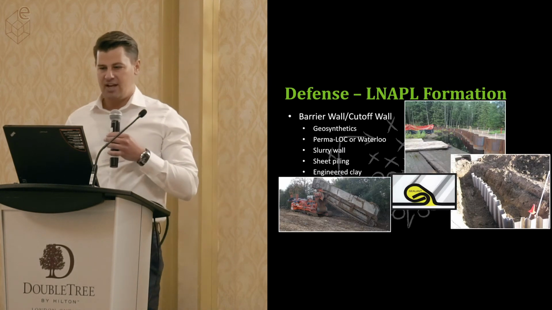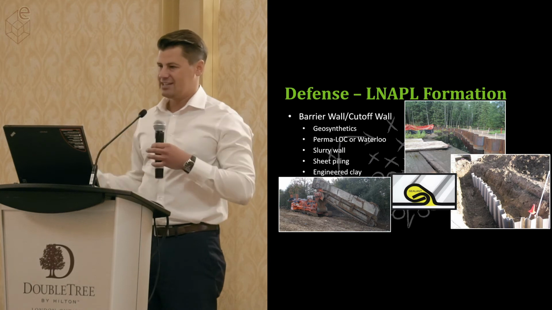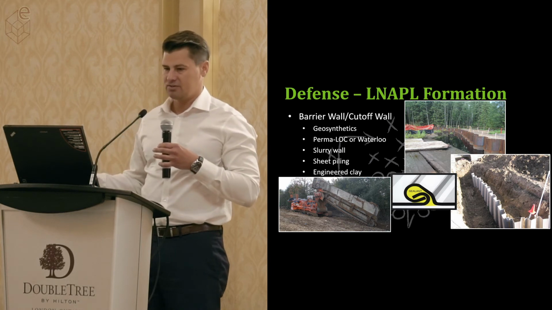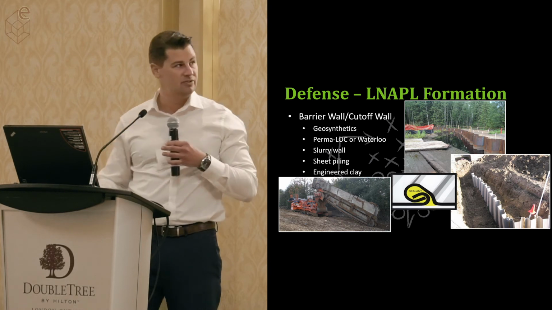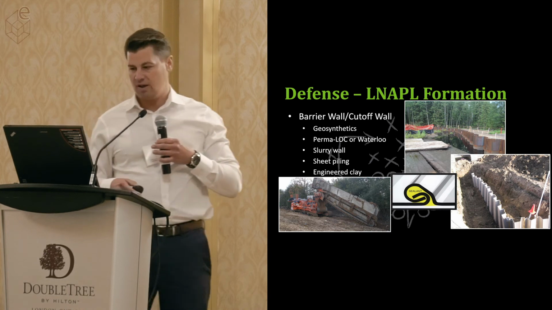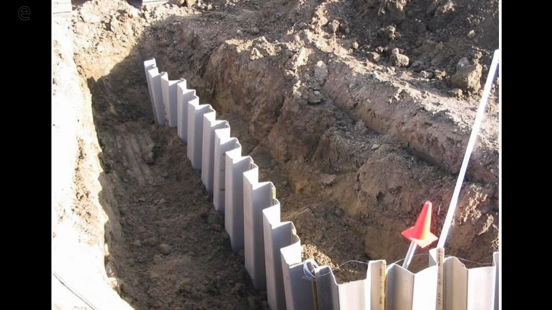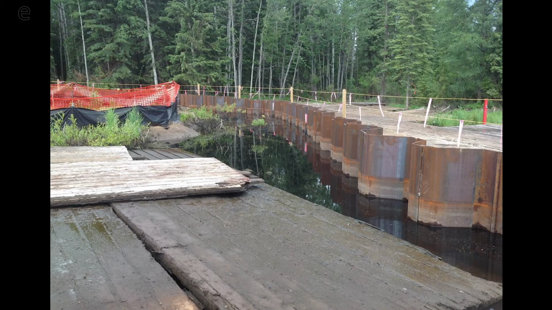So on the defensive side, there are a number of different ways that we can contain LNAPL or free product. There are barrier walls and cutoff walls. On the bottom right is an example of a Permalock barrier wall, similar to a Waterloo barrier. It's just an interlocking wall that you excavate and place in the ground and put a hydrocarbon-resistant sealant between the grooves.